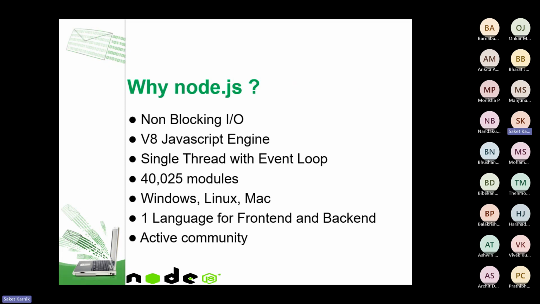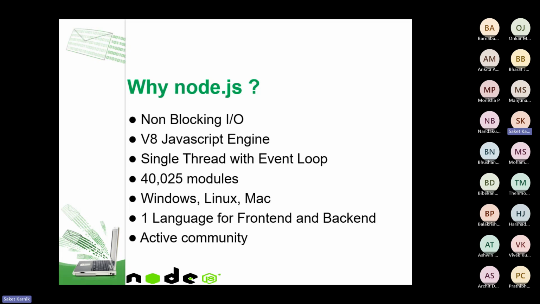So back to why Node.js. It provides non-blocking input-output, so asynchronous IO is there. Usually when you send a request to the server, your server blocks the thread, right? That thread can no more receive any request. Node.js doesn't go for this behavior.